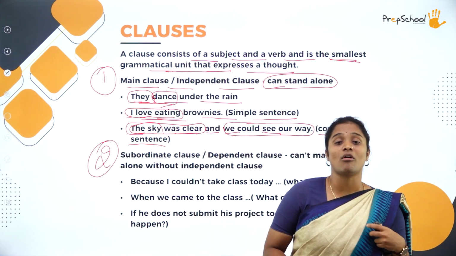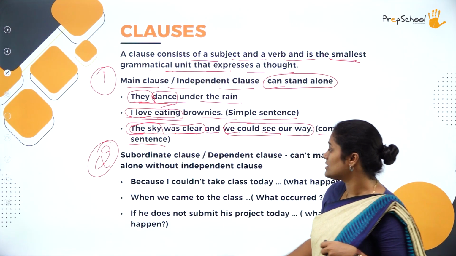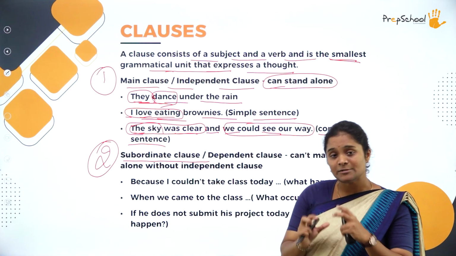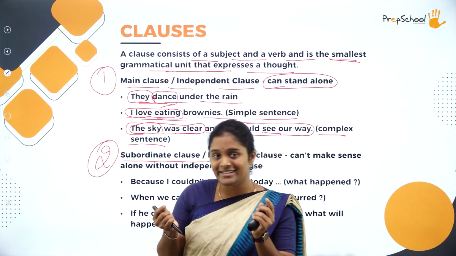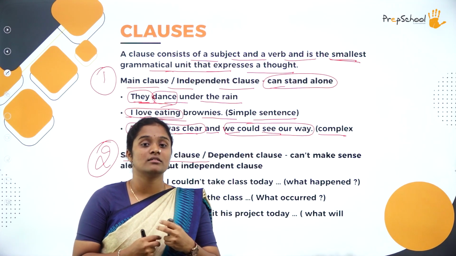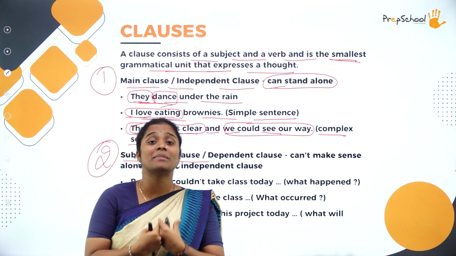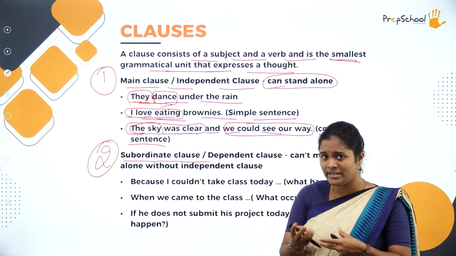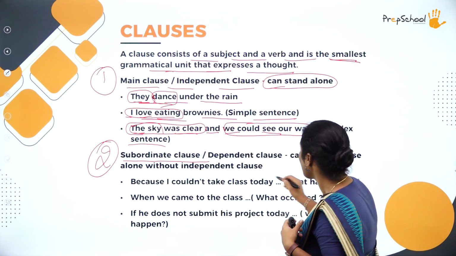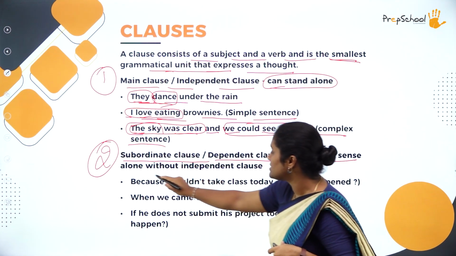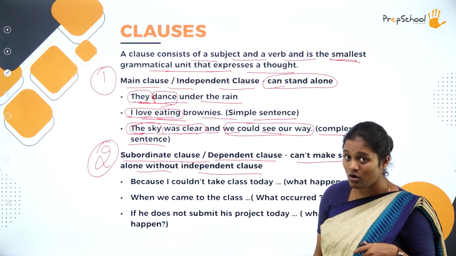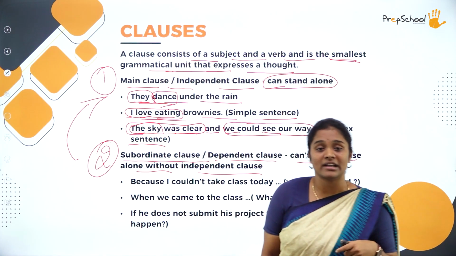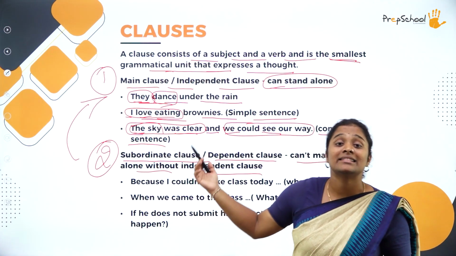Moving forward, what is the second kind of clause? The second kind of clause is obviously the subordinate clause or dependent clause. Now this particular chunk of a sentence cannot stand on its own or cannot make sense on its own. What does that mean? Cannot stand on its own. If you write it, it'll just fall off. No, that's lame, isn't it? Now, a dependent clause can't make sense alone without an independent clause. They are dependent on what? They are dependent on an independent clause. In order to make sense, they need the first kind.